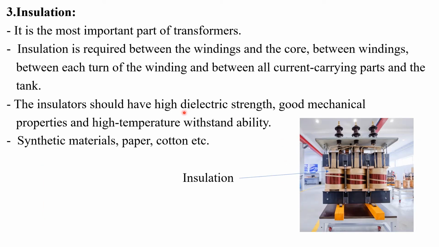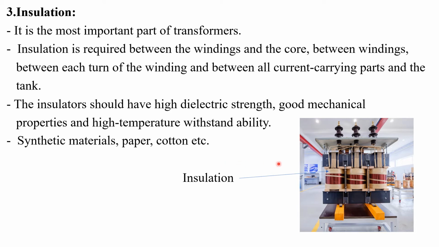Third point, that is insulation. It is the most important section of a transformer. Failure of insulation may lead to a dangerous situation and finally to damage of the transformer. Insulation needs to be provided between the windings, between the windings and the core, and between all current carrying parts of the transformer. We know that windings are the major current carrying parts in a transformer.